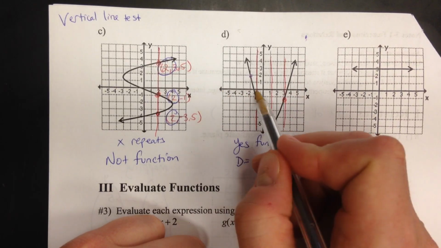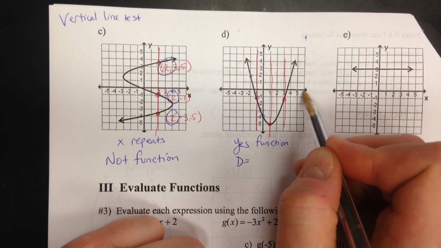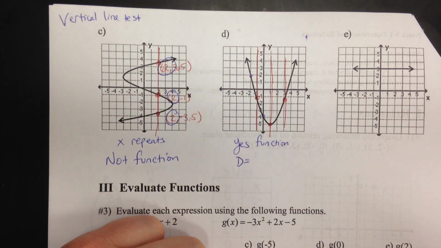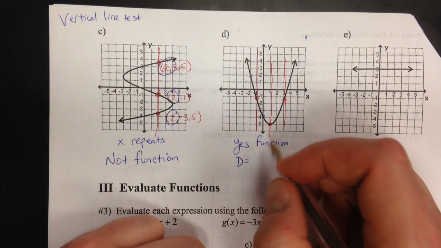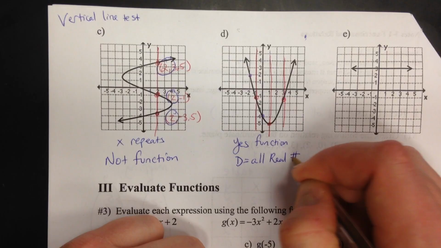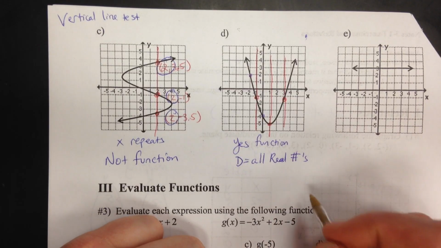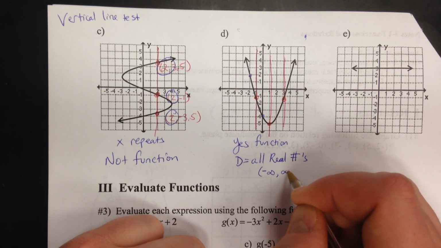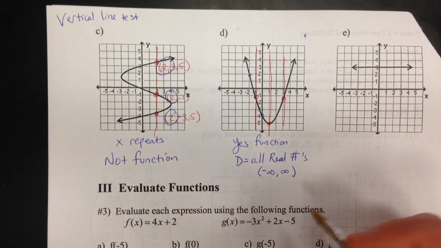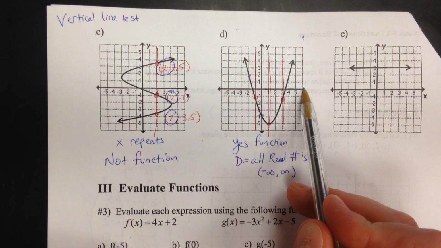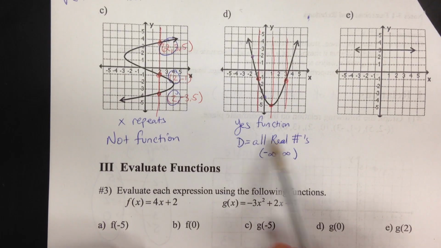So from left to right, this is going to keep going left, and it's going to keep going right, and every x value will also have a y value. Okay, so we would say the domain is all real numbers. And we can also write that as an interval from negative infinity to positive infinity. Negative infinity is all the way to the left. Positive infinity is all the way to the right. So the domain is all reals.